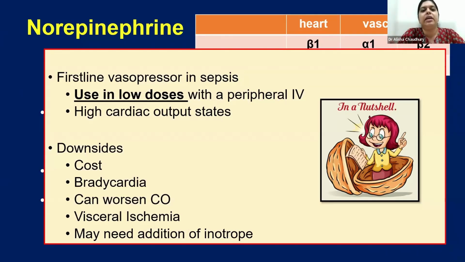So that can worsen the cardiac output. Visceral ischemia, especially in the IV lines, if you are not careful, there is extravasation. It can lead to ischemia and gangrene. And sometimes, especially in cardiogenic shock or in cardiac state, because of NORAD's poor beta 1 action, you may need to add an inotrope to improve the cardiac contractility.